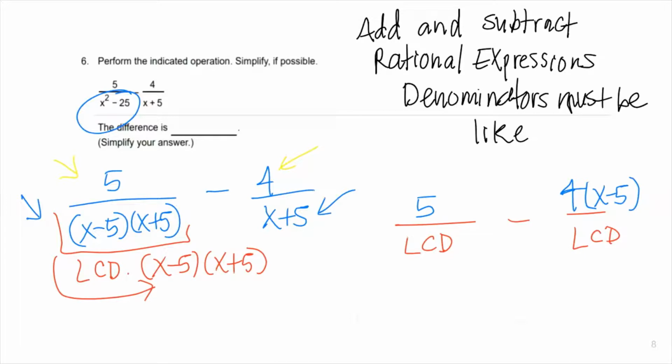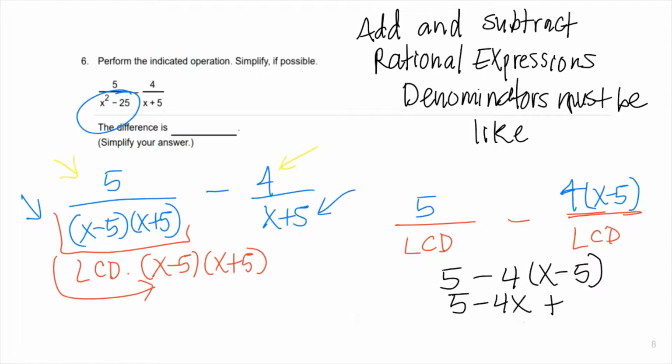And before I do anything, I need to subtract straight across now. 5 minus 4 times the quantity of x negative 5. I need to do some cleanup. So I get 5 negative 4x plus 20. Remember that this negative is going to change everything in parentheses. So this is actually the 4 times a positive x. It gives me negative 4x. A negative 4 times a negative 5 is a positive 20.